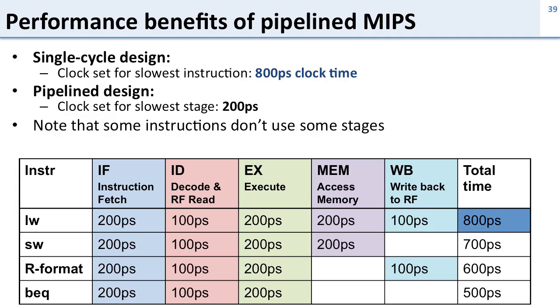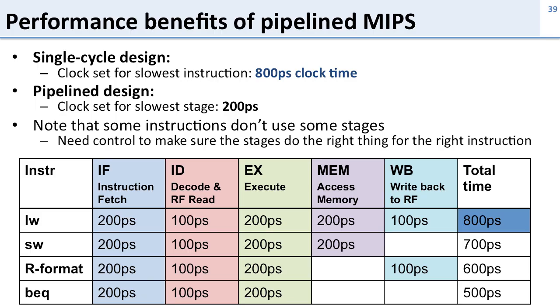It's also important to note that some instructions don't use some of the stages. So the R format and the branch instructions don't use the memory access. Similarly, the store word and the branch don't use write back to the register file. So we're going to need some control logic to make sure stages do the right thing for the right instructions.